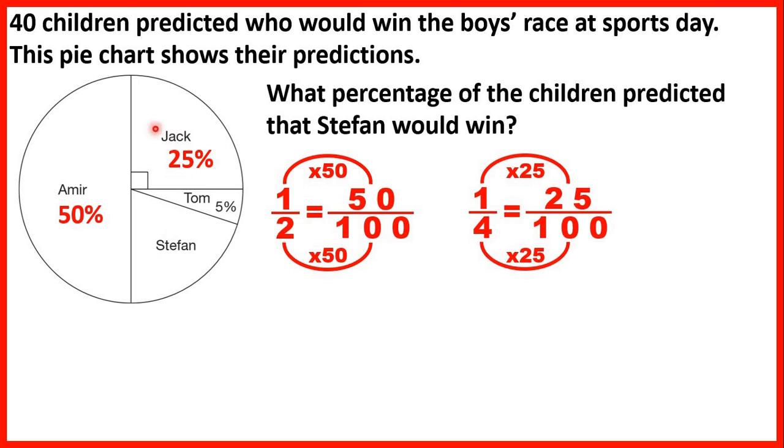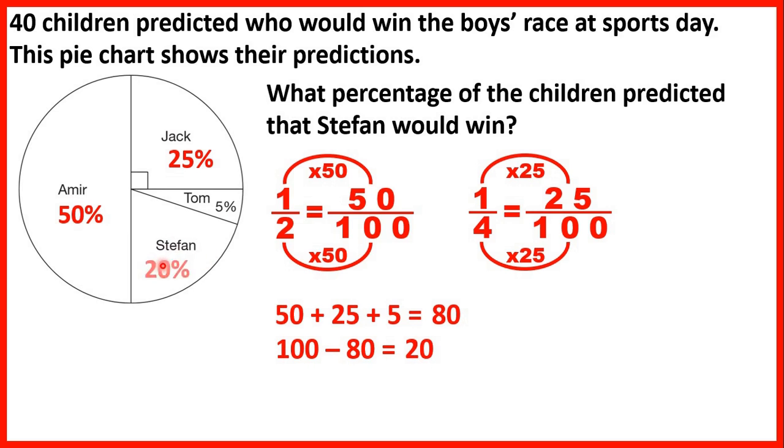Now percentages need to add up to 100% if we're finding a total. So we have 50, 25 and 5, so that's 80 altogether. So 80% of the pie chart is not Stefan. So if we subtract 80 from 100, that tells us that 20% of the pie chart is for Stefan, because 50 plus 25 plus 5 plus 20 totals 100%. So 20% predicted that Stefan would win.